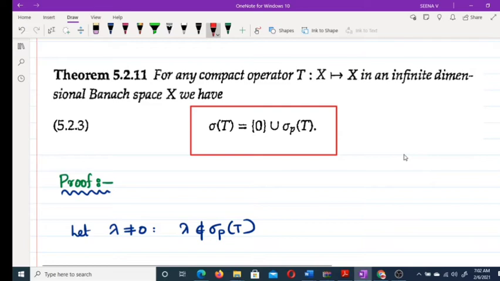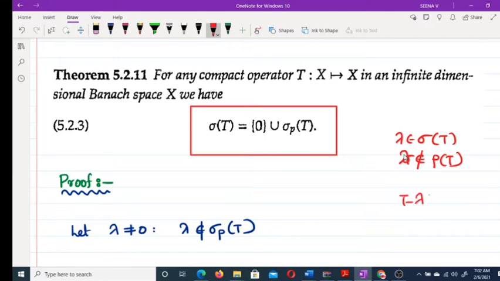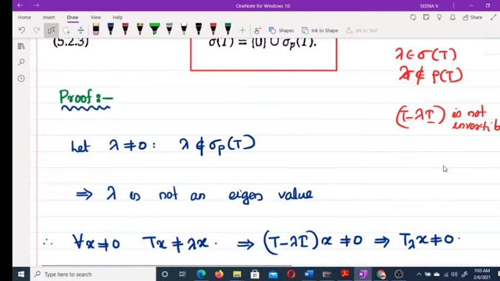An element lambda belongs to sigma T means lambda does not belong to rho of T. That means T minus lambda I is not invertible. What is the meaning of that? T lambda, that is T minus lambda I, is equal to T lambda. T lambda is not invertible. That means T lambda is not one to one and onto.